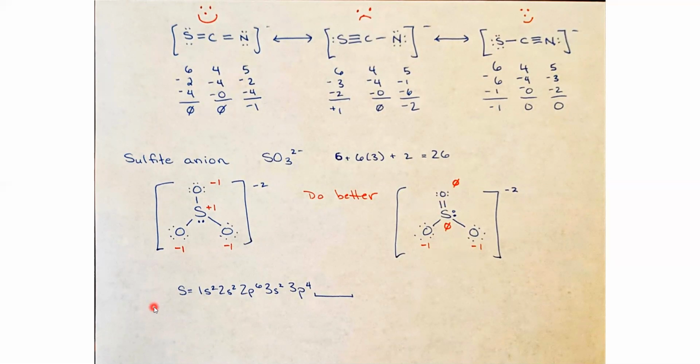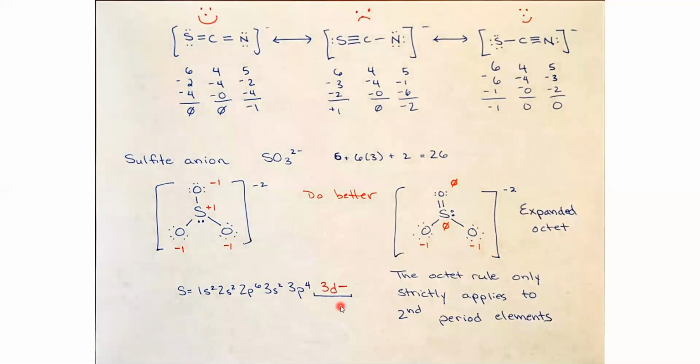And the reason for that is this. If I was to look at the electron configuration for sulfur, it's 1s2, 2s2, 2p6, 3s2, 3p4, and that is its electron configuration. However, there is room here for 3d. That is, in the third energy level, there are d orbitals available, even if there's nothing in them.